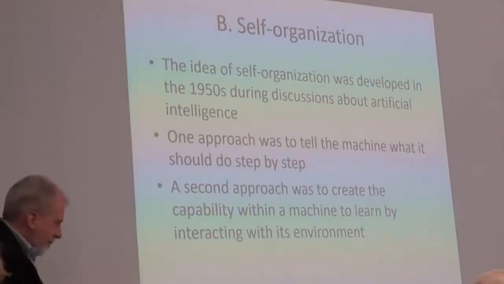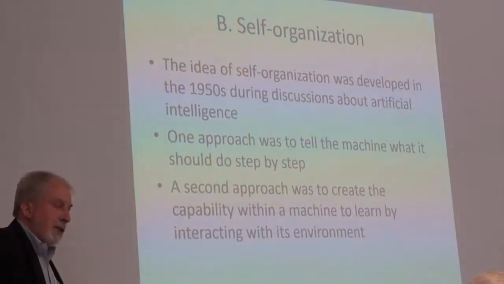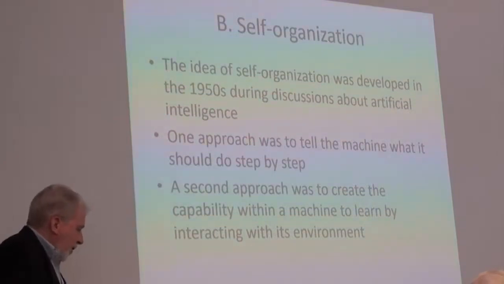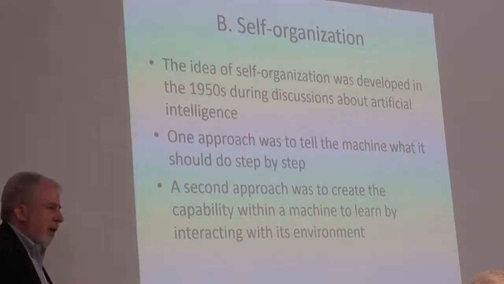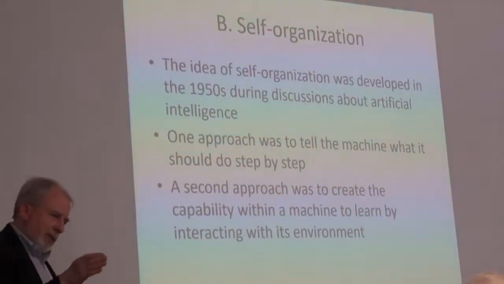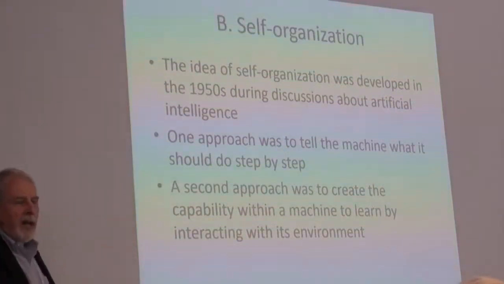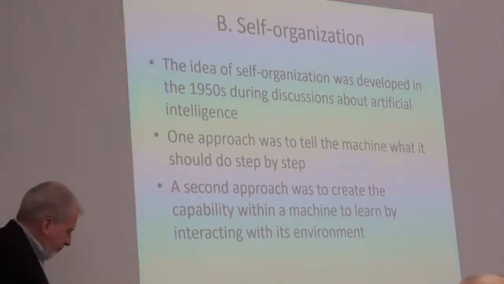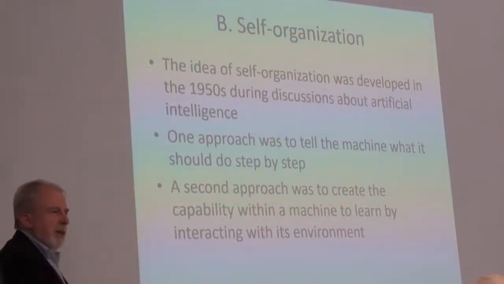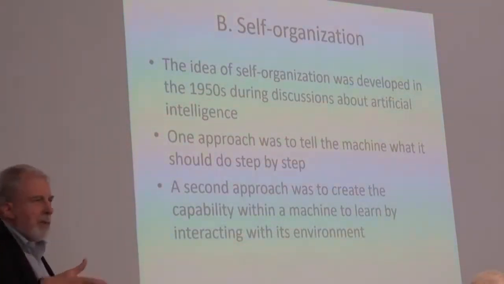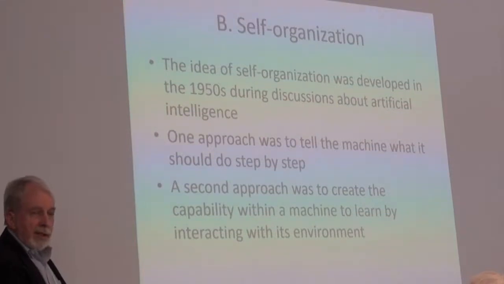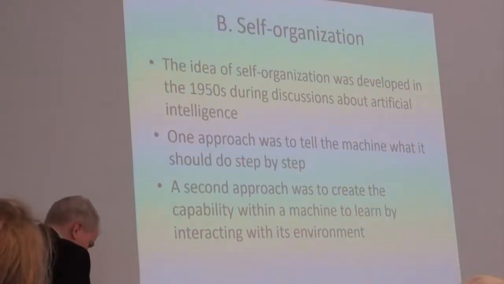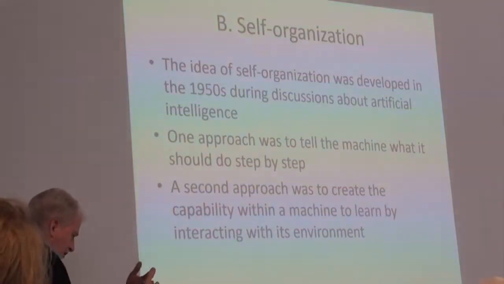Now, self-organization. Self-organization, the concept, was developed in the 1950s, during discussions of how you make a machine that seems to be intelligent. One approach is to tell the machine what to do, step by step. Do this, this, this, this, and that's called GOFAI, good old-fashioned artificial intelligence. The other approach was learning. Create the capability in the machine so that as it interacts with an environment, in a sense, it organizes itself. They went with GOFAI initially because they didn't know how to do the learning. Now they know how to do learning. It's called deep learning, and that's the way things are done. And actually, you combine the 2 approaches.